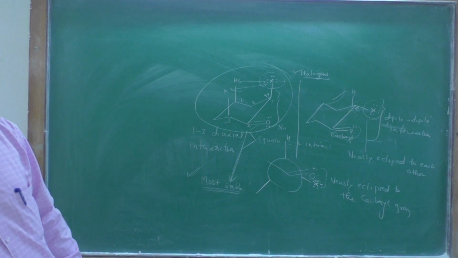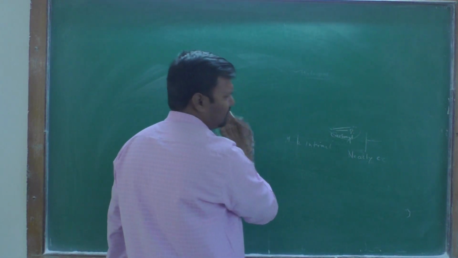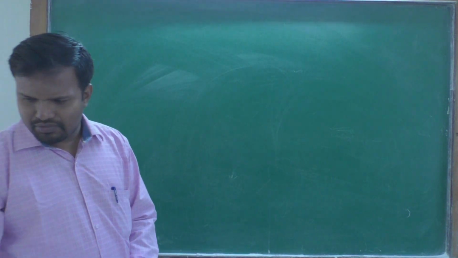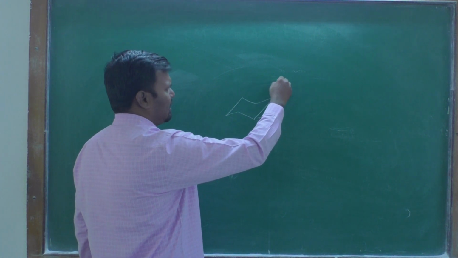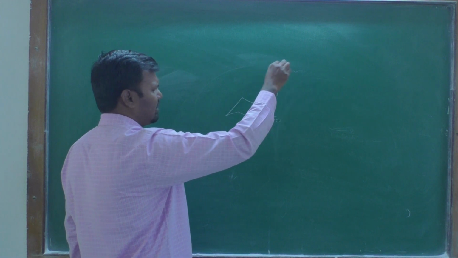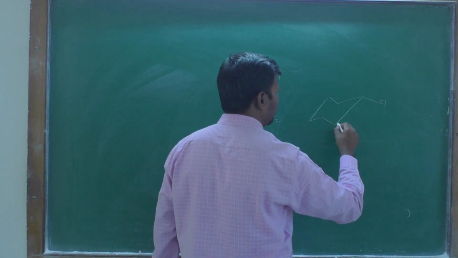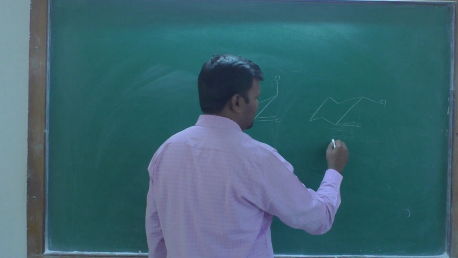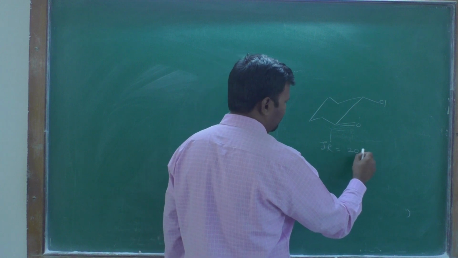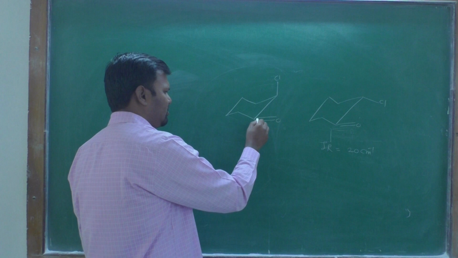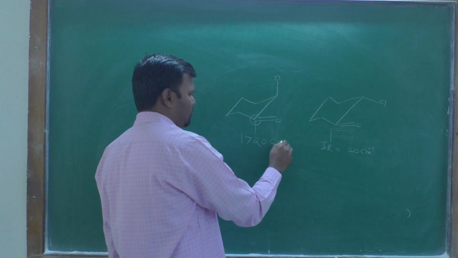Okay, when we have the halogen groups, suppose chlorine is there, and in the other case at the equatorial position, it is found that its IR frequency increases by about 20 centimeter inverse, and the IR frequency for the other carbonyls is normal. It shows the normal carbonyl frequency.